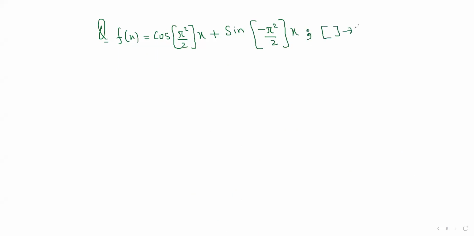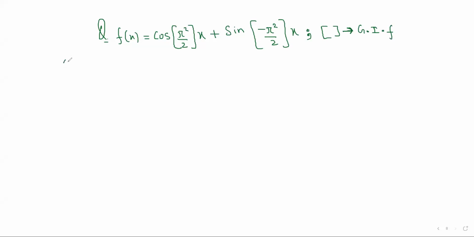Question is कि f(x) is equal to cos(π²/2 [greatest integer function]) x plus sin(−π²/2 [greatest integer function]) x. Here the brackets represent the greatest integer function.